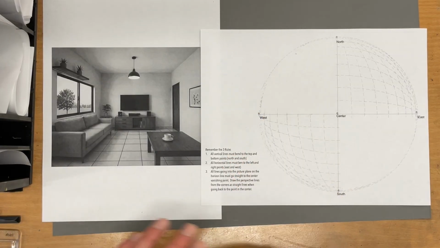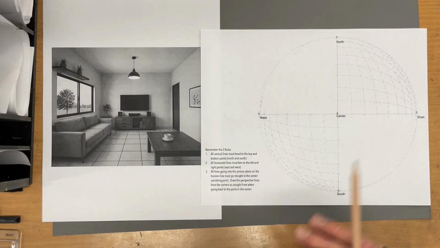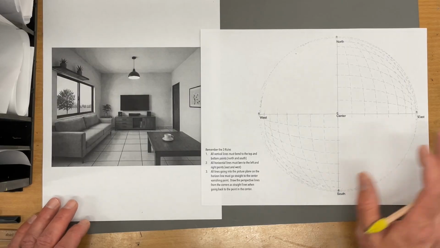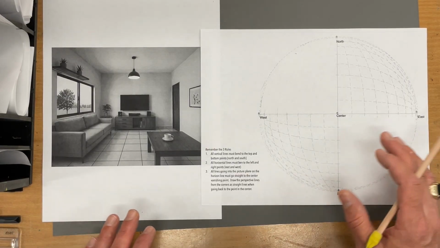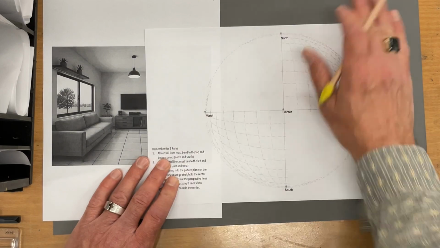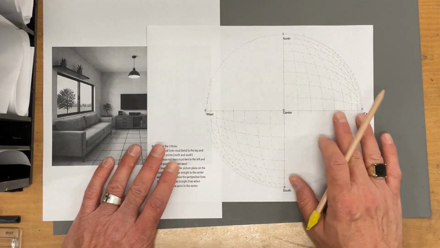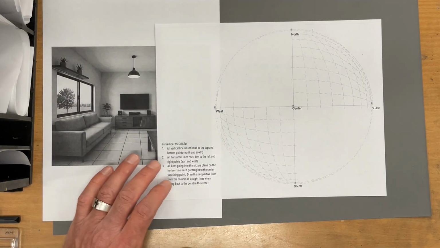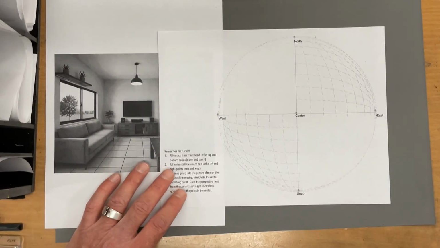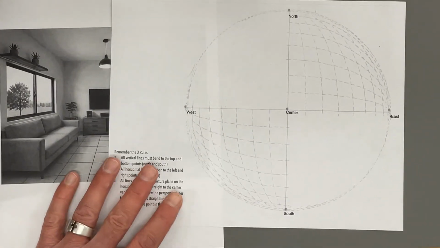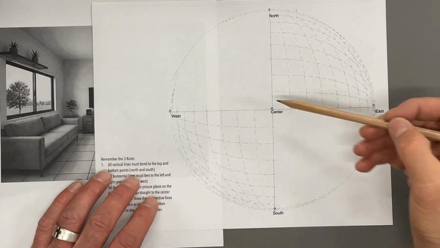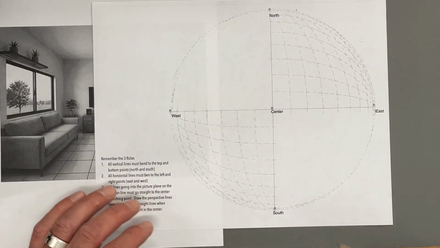But first, before we draw a room like this in 5-point perspective, we first have to make a 5-point perspective curvilinear grid. So to do that, you're gonna start off with a circle. In this example, I've already done it for you. And we're gonna draw curving lines from the south to the north and also from the east to the west. So we're gonna do that right now. There's a vanishing point in the center that makes it 5 points.